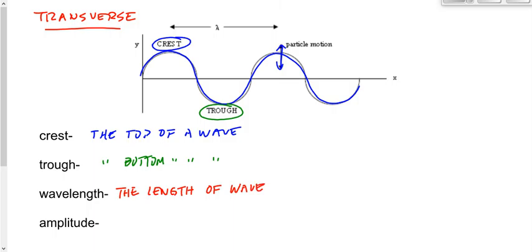Now we're going to assign a symbol to this. This is going to be kind of foreign to you. We're going to use a Greek letter called lambda. It's like an upside down Y. Lambda. And the length of a wave is going to coincide to the distance over which the wave repeats itself.